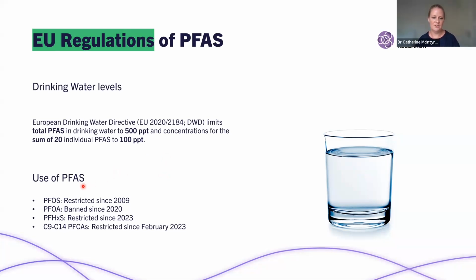And then the EU has also restricted the use of PFAS. PFOS has been restricted since 2009. PFOA is now banned since 2020. And then there's a number of other compounds that have been restricted, but just a small number, where they've looked to restrict the use of these compounds completely. So that leads us to what exactly we are doing at the EU level.